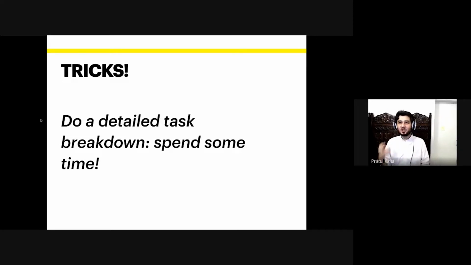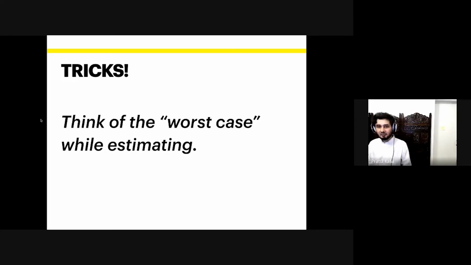It is important for you to spend time. If you're going to spend a couple of days to build a feature or to fix a bug, I'm sure you can spend 5 minutes or 15 minutes of silence, of thinking, to actually do a detailed breakdown and to actually go through the code and just try to understand what are all the things that you will do. Spend that 10-15 minutes. It will be a game changer. It will be the biggest improvement to your own personal estimates. Right? Think of the worst case while estimating.